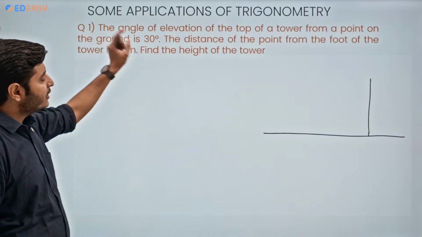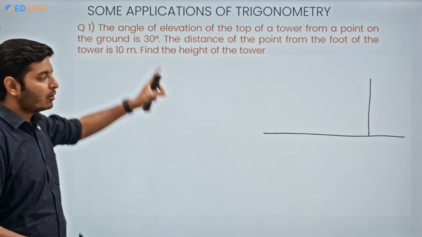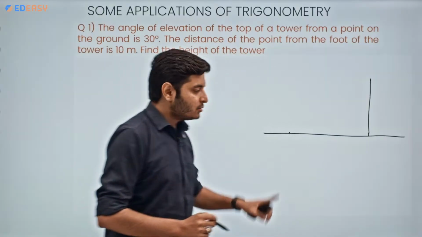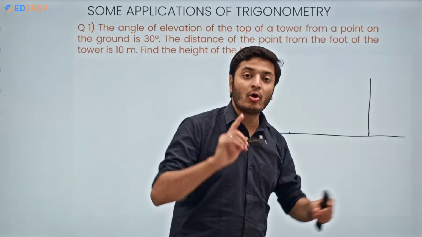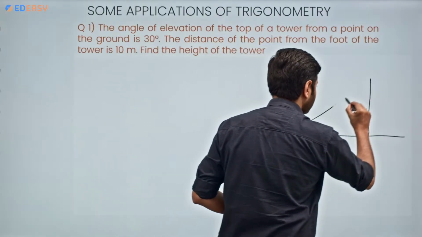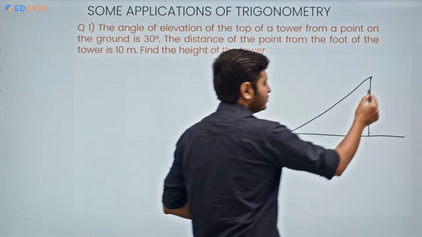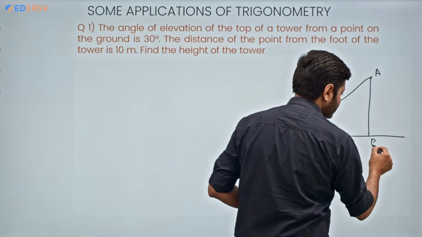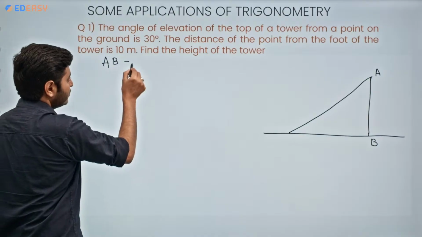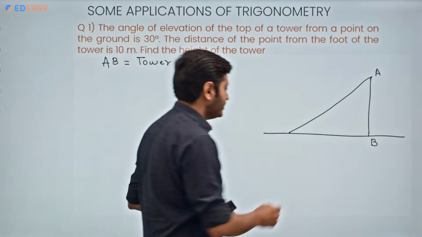The second point is that the angle of elevation of the top of the tower from a point on the ground is 30 degrees. So we need to consider one point, suppose this point. From this point, if someone is looking at the top of the tower, then the angle of elevation is 30 degree. So you need to join this point with the top of the tower using a ruler again. So this is A, this is B, and you're gonna write everything. AB represents the tower. This point is point C.